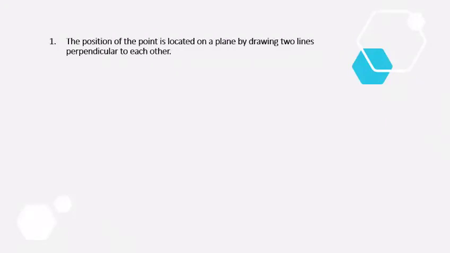Moving on to the theoretical side of coordinate geometry, here I am going to explain how we name the x coordinate, y coordinate, etc. The position of a point is located on a plane by drawing two lines perpendicular to each other. We have seen it already. If you want to locate a point on a plane, you can draw two perpendicular lines which will divide the plane into four quadrants, and it will help you to locate that point with ease.